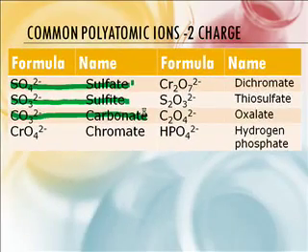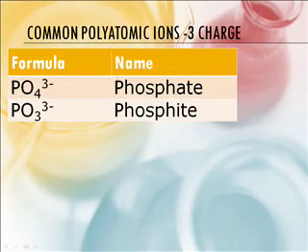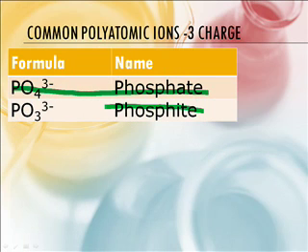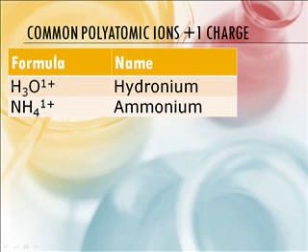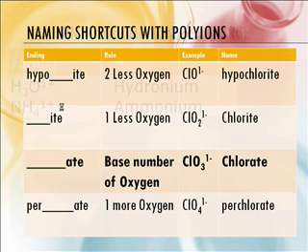How about we move on to the minus 3 charges, and guess what? Let's do phosphate and phosphite. Let's do them both. And then lastly, there's the ones with the positive 1 charge. Know them both: hydronium and ammonium. Okay. That wasn't too bad.